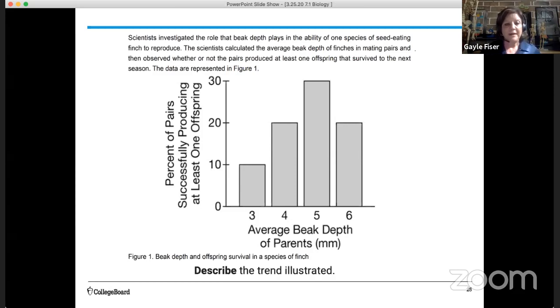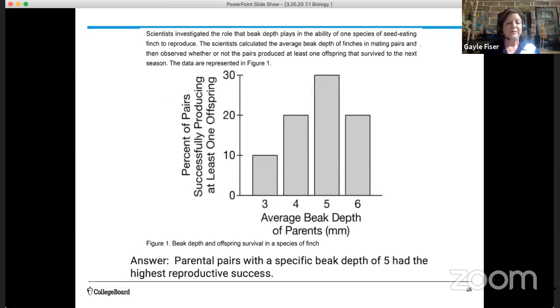I'll give you just a moment because it kind of led you there for the most part. You should be able to write this down. Okay. So the answer, compare your answer, and hopefully you said something similar to this: parental pairs with a specific beak depth of 5 had the highest reproductive success. Does yours look like that? I hope so.